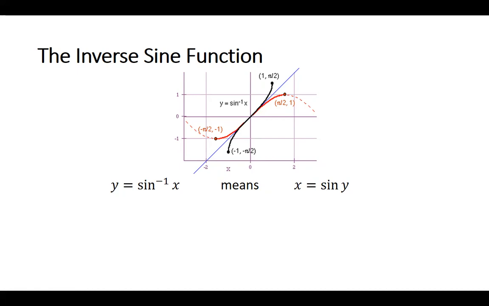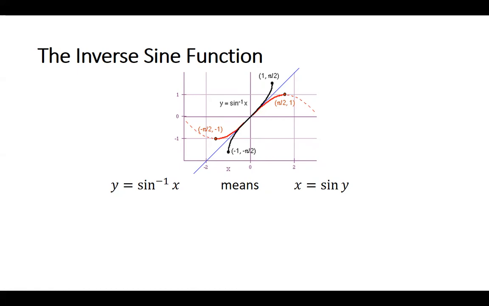Sine -1 of x is not the same as 1 over sine of x. You're not taking the reciprocal of it. It's saying the inverse function. It's the same as saying f of x and f to the -1 of x. So it represents the inverse function. Just be careful of that. That's a common mistake that people make.